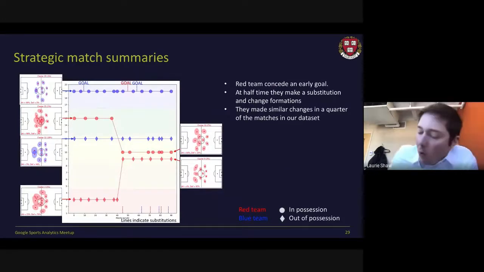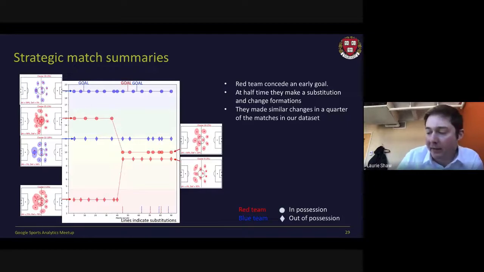Okay, so our methodology allows us to make rolling observations of team formations throughout a match and then classify them according to this unique set. And therefore, it allows us to detect significant tactical changes in the matches in an automated fashion. And so here's one such example.